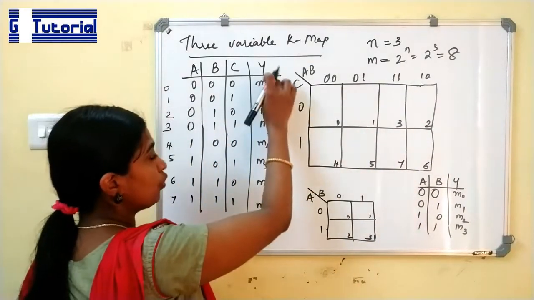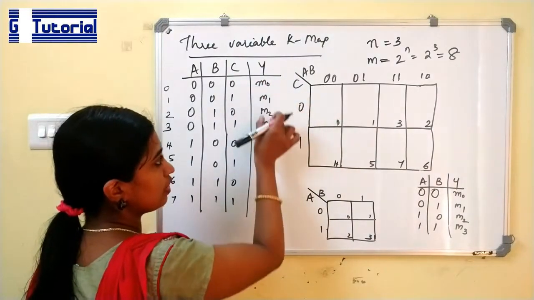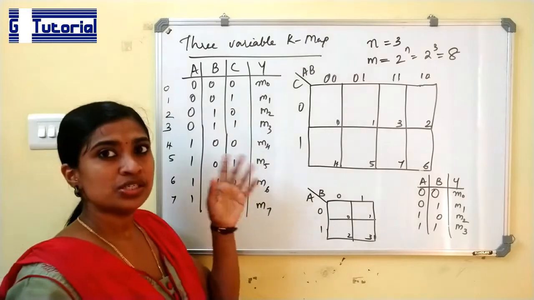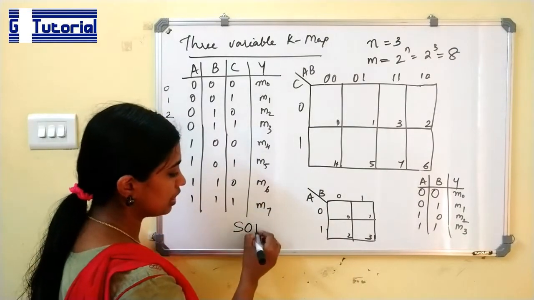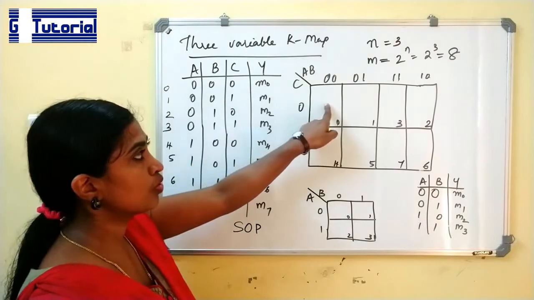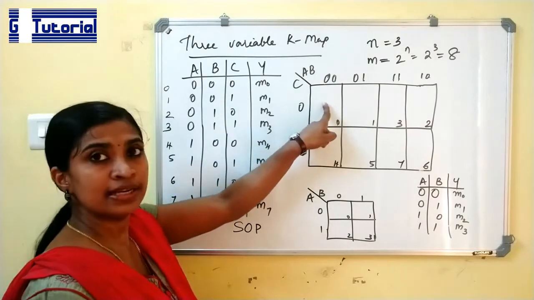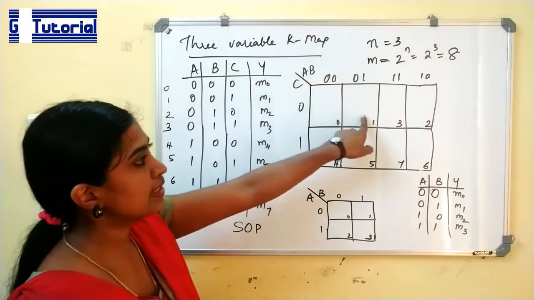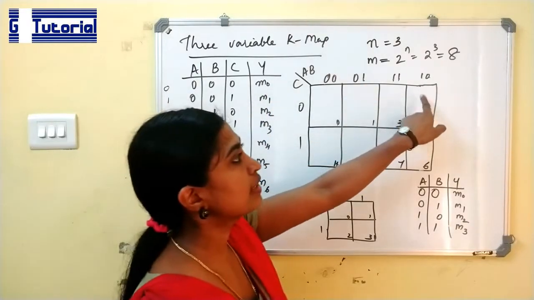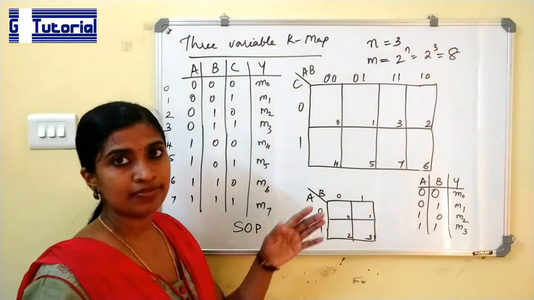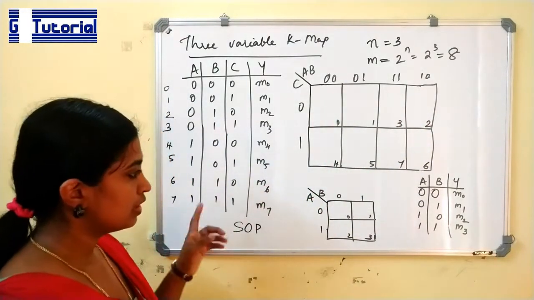So the output that appears in each of these cells is written instead of just the number. We are considering the SOP format, so each term is a min term. So min term M0 is written in the first cell, that is the 0th cell. M1 is written in this cell, M2 is written in this cell, like that. We can understand it clearly while doing problems.